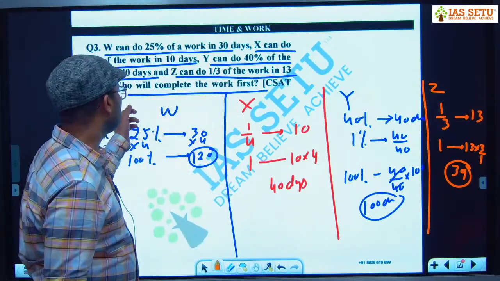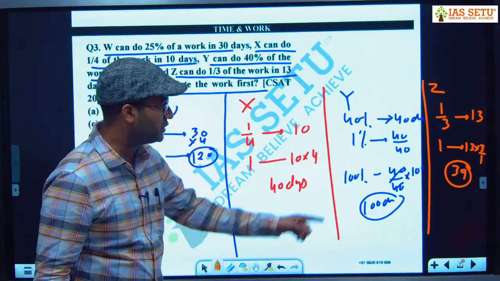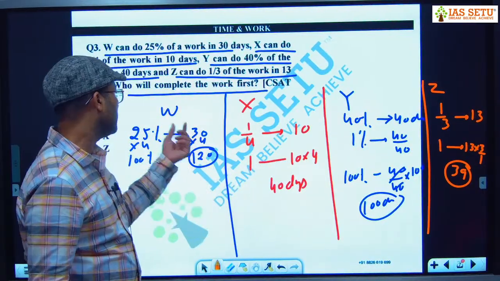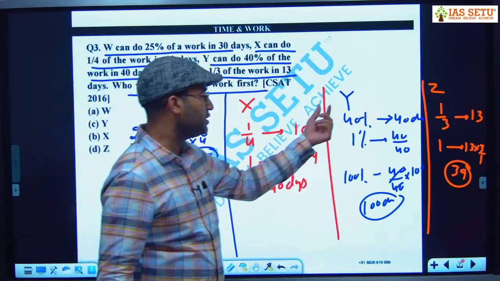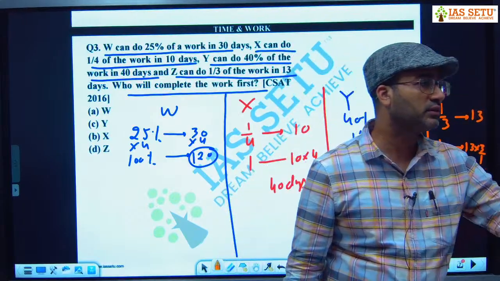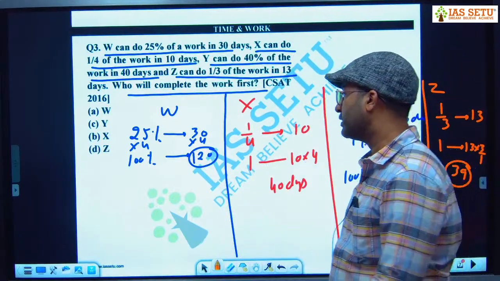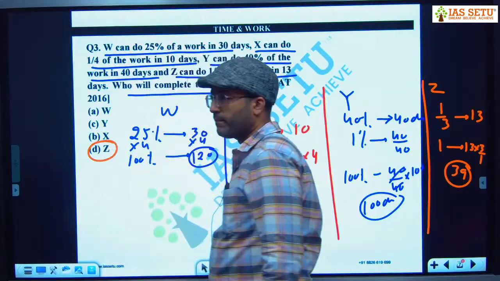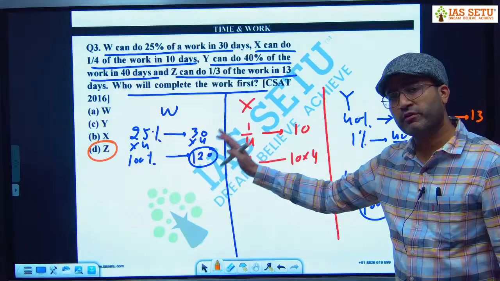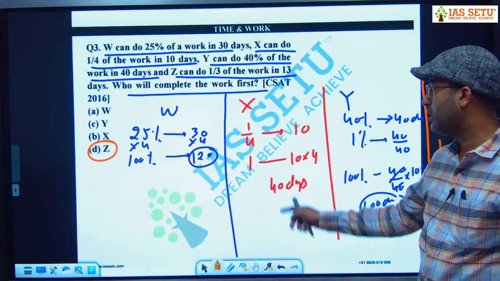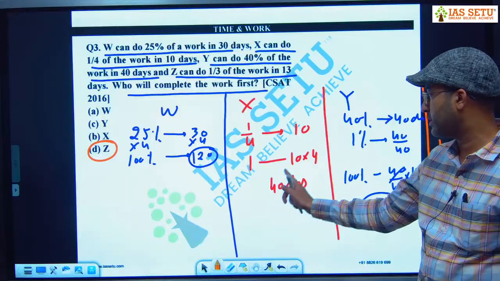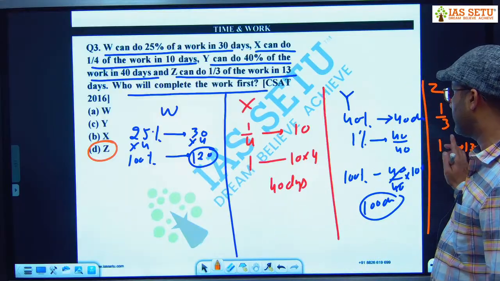So now our question is, who will complete the work first? Z. Because here X is taking 40 days, W is taking 120 days, Y is taking 100 days, Z takes 39 days. Okay. So your answer is D, Z. If percentage is given, you can find 100% work के लिए कितना टाइम लगेगा. If fraction is given, 100% means one work. One work के लिए कितना टाइम लगेगा? X takes 40 days, Z takes 39 days.